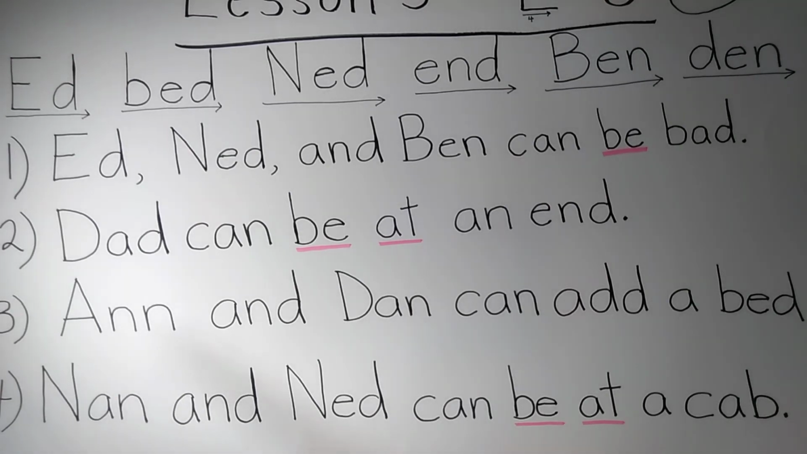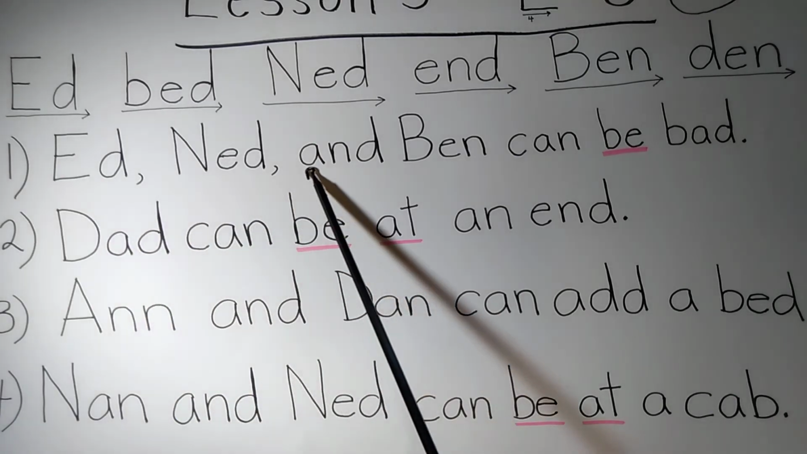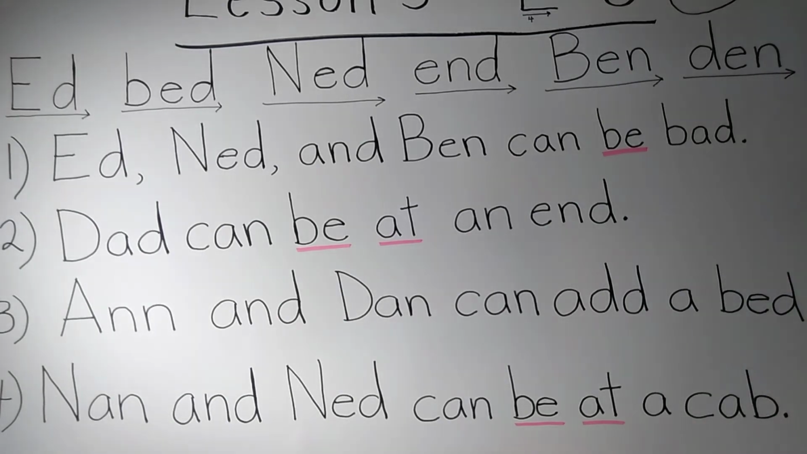All right, my answers to the true and false. And again, remember that if the student answer is well thought out, reasonable, give them credit for a correct answer, even if it doesn't agree with mine or with what your answer might be. As long as they're thinking it through logically, then you can give them a correct. All right, here we go. Ed, Ned, and Ben can be bad. Well, I think anybody can be bad at times, so I would say true.